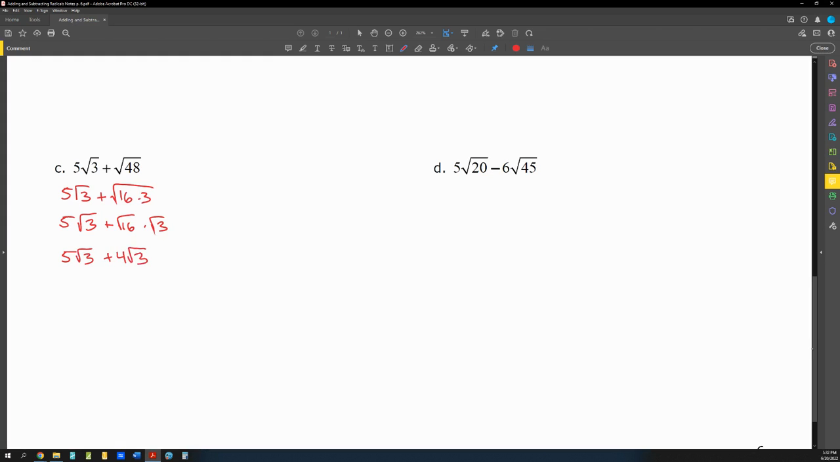So square root of 16 is 4. And then finally, we have those like radical terms. So we have 5 root 3 and 4 root 3 is 9 root 3. And this is simplified completely.